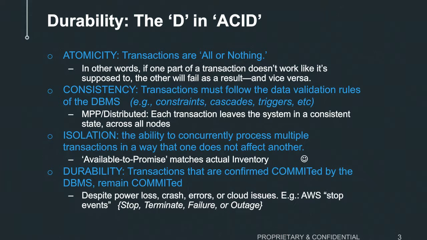The second one is consistency. Transactions must follow the data validation rules of the system. So for instance, you have a thing called a trigger. That means the database knows that if I make an update to this table, then it's going to automatically do some other updates for me. This is how you can implement business rules in the database so that even though you have multiple application programmers working on your system, they don't have to know all the business rules.